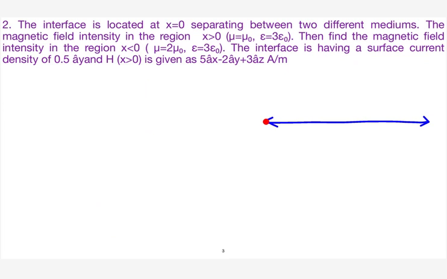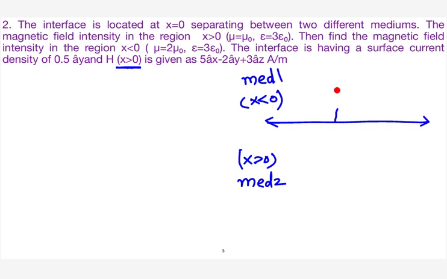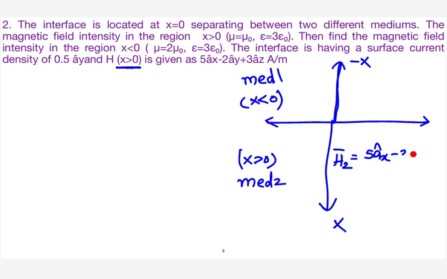Since you know the magnetic field intensity in x greater than 0, let me consider that as medium 2 only, not a problem. I don't want to make it confusing. So this is your medium 2 and you want to find the magnetic field intensity in medium 1, that will be x less than 0. What will the top direction be? Which represents the upward direction? Minus x, very good, and this should be plus x. You know the magnetic field intensity H2, let me write it as pi ax cap minus 2ay cap plus 3az cap. So find the magnetic field intensity in the first medium.